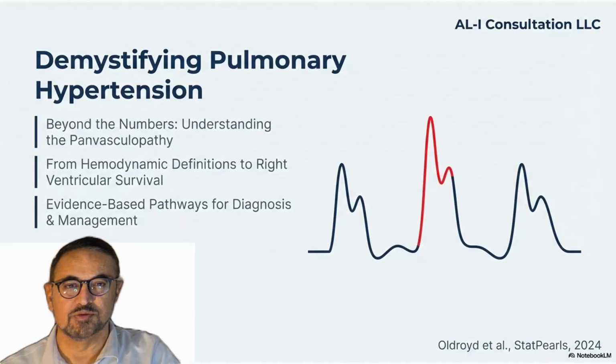If you remember one global idea from this talk, let it be this. Patients with pulmonary hypertension do not usually die from pressure numbers alone. They do poorly when the right ventricle can no longer adapt.